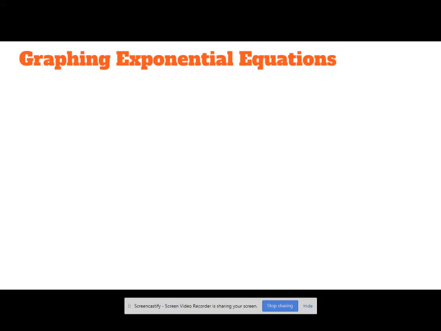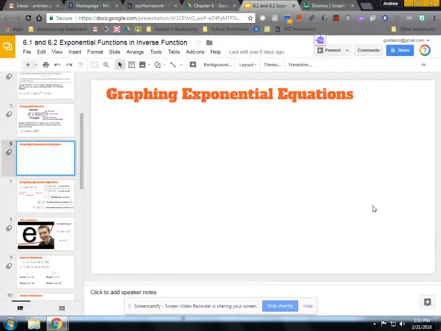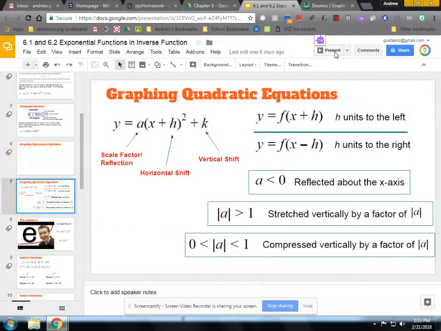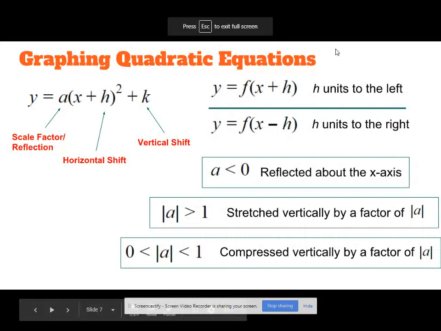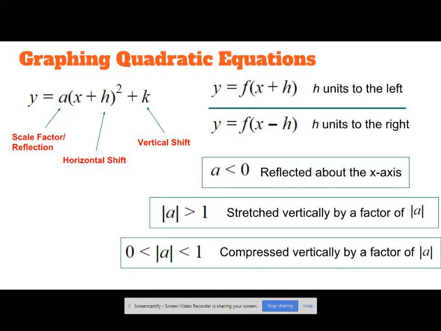Before we talk about graphing exponential equations and what that form looks like, I want to refer you back to graphing quadratic equations. Now, you do not need to write this down. You've already written it down. I just want to refresh your memory. So this was our vertex form for graphing a quadratic equation.